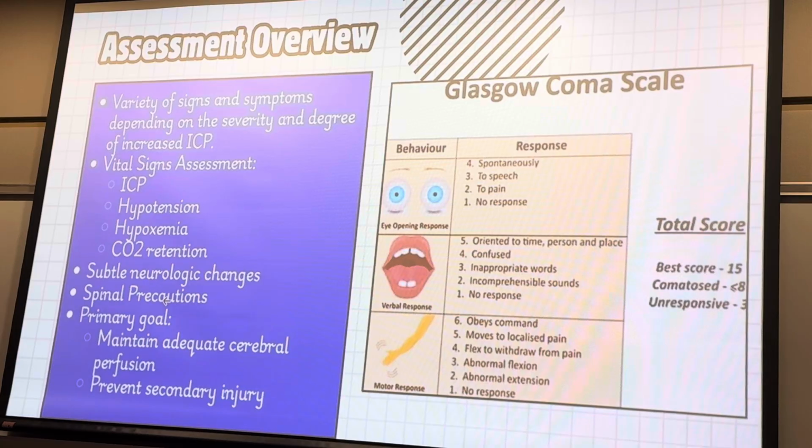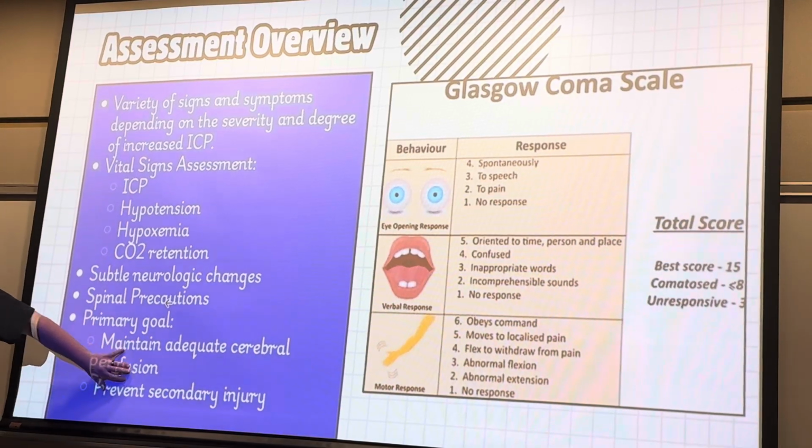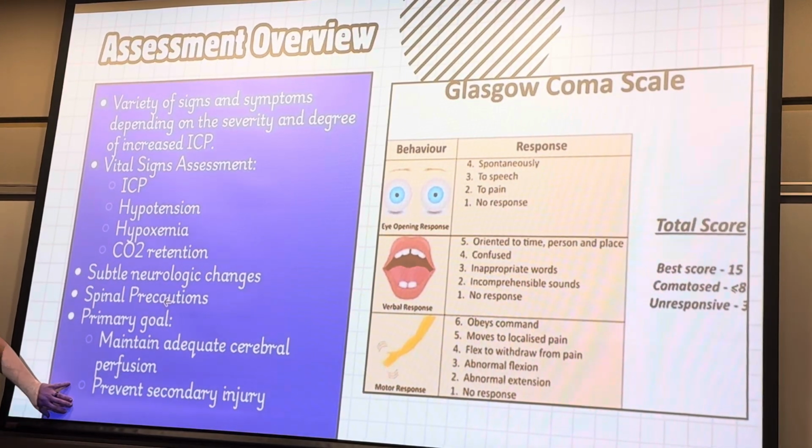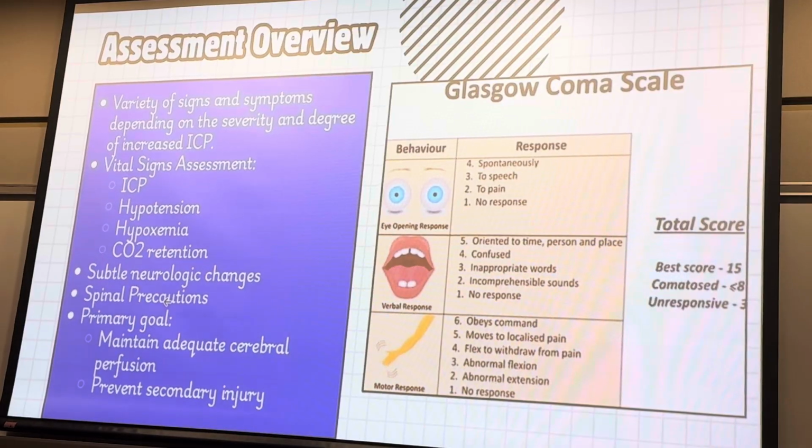With these traumatic brain injuries, I'm also going to do my spinal cord precautions with it as well. Maintain that alignment, very similar to what we talked about with your spinal cord injuries. Two big things: adequate cerebral perfusion, and then prevent that secondary injury from occurring.